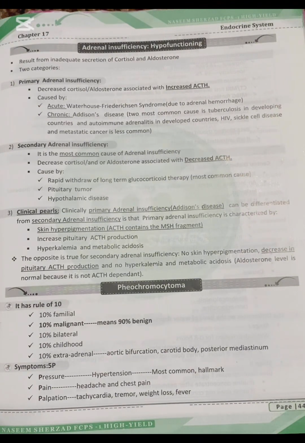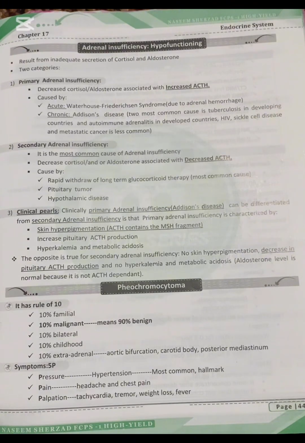The chronic condition is Addison disease, and the two most common causes are tuberculosis in a developing country and autoimmune adrenalitis in a developed country. This is important, this developing and this developed country. For example, Pakistan is a developing country, and Europe, etc. are developed countries. So in Pakistan, that's why tuberculosis is common. So this differentiation is important.